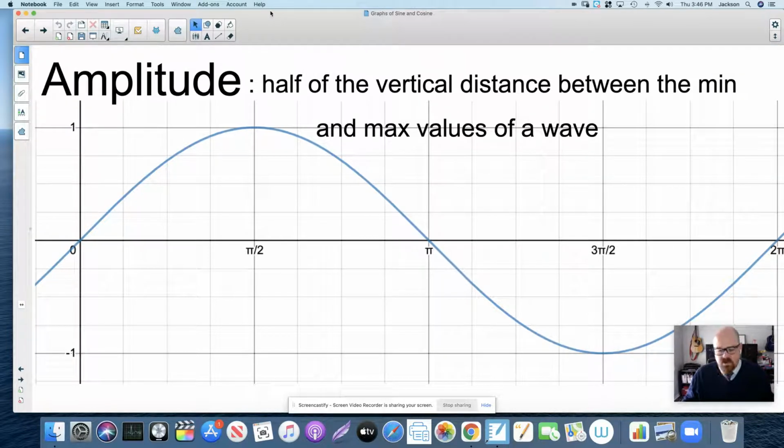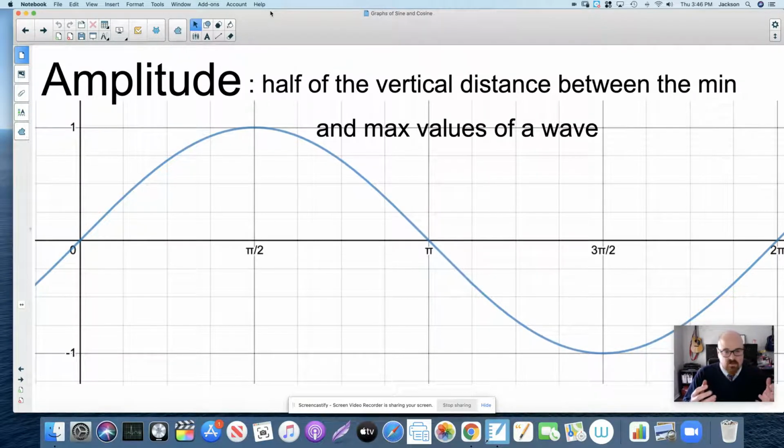All right, so when we start looking at sinusoidal waves, there are certain characteristics, certain physical traits of the wave that we can identify from the graph itself and also from the function. One of the more important characteristics is amplitude.